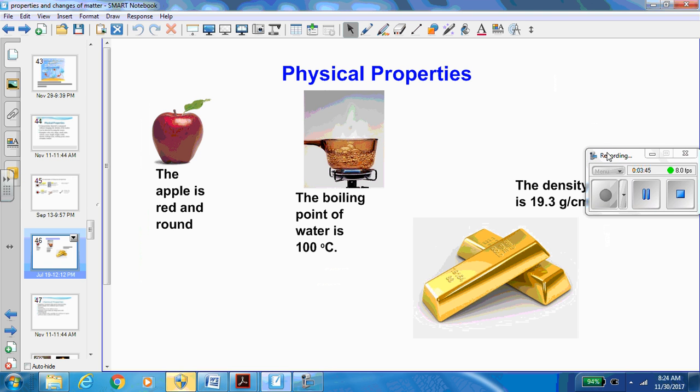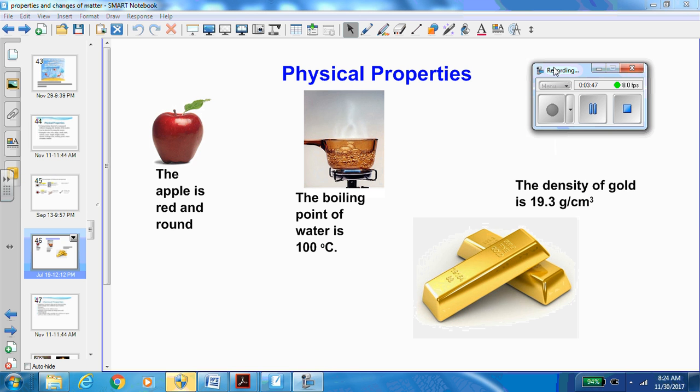Let's look at a couple more here. The apple is round and red. That's physical. I'm describing the color and the shape. The boiling point of water is 100 degrees Celsius. That's something that I can measure. That's a physical property. The density of gold is 19.3 grams per centimeters cubed. Also a physical property that can be measured. So these are all physical properties. I'm not changing matter's identity in order to detect or determine a physical property.